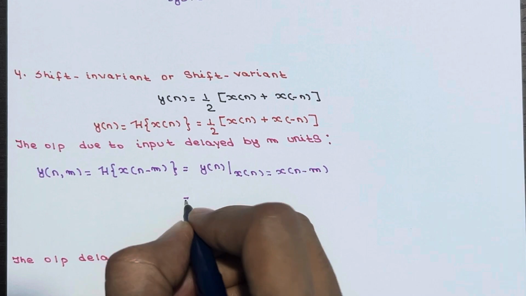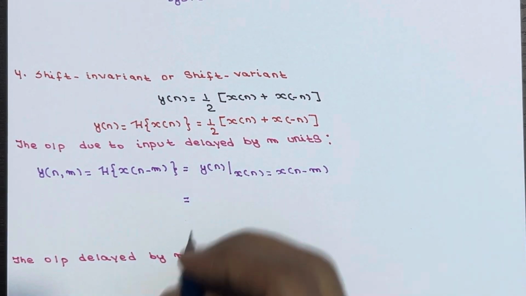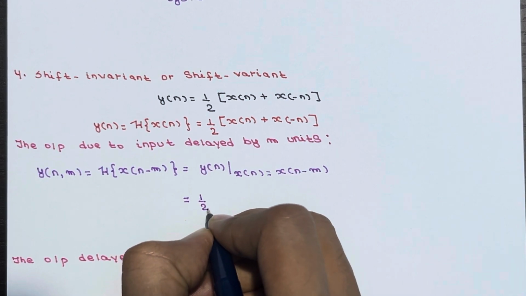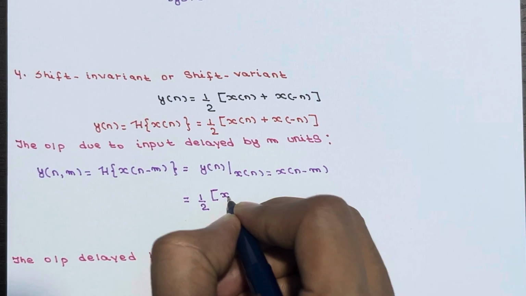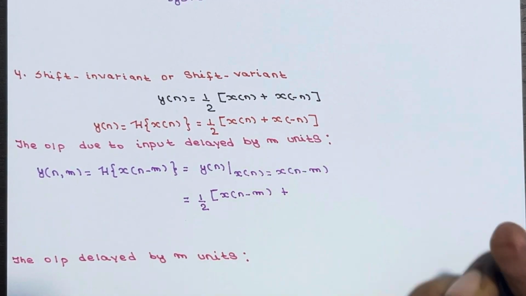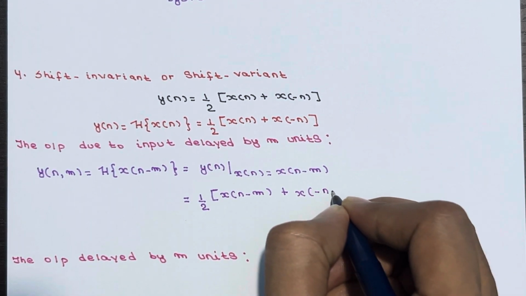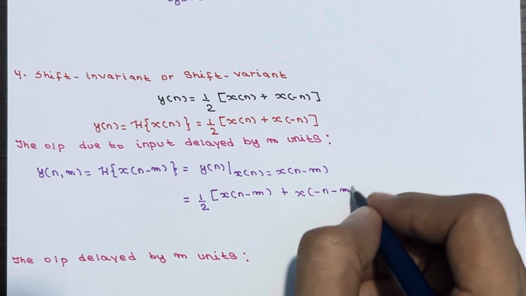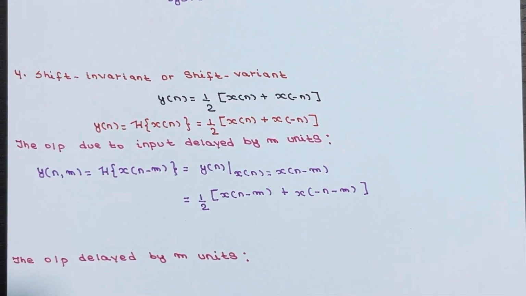Now this equation will become 1 by 2, x of n replaced with n minus m, plus x of minus n, so it will become x of minus n minus m. So this is the output due to input delayed by m units. Hope it is clear to you.